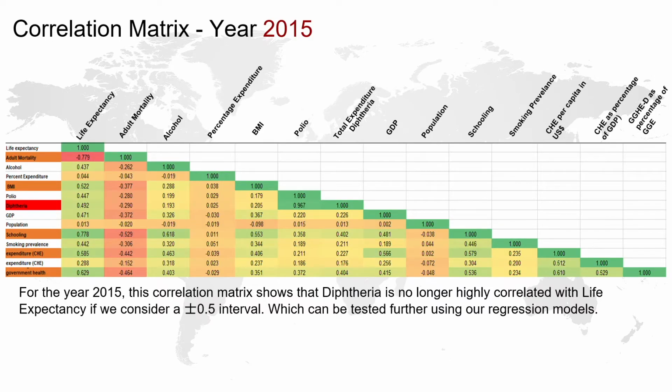Whereas in the year 2015, as we can see, due to obvious reasons such as progress in healthcare and improvements in technology used in healthcare, and although a correlation matrix does not imply causality, it also shows that diphtheria is no longer highly correlated with life expectancy, and neither is polio. These values have reduced by a bit, and it shows us that in the year 2015, adult mortality, BMI, schooling, and current health expenditure and government expenditure on health are highly correlated with life expectancy, and this fact can be tested further using our regression models.